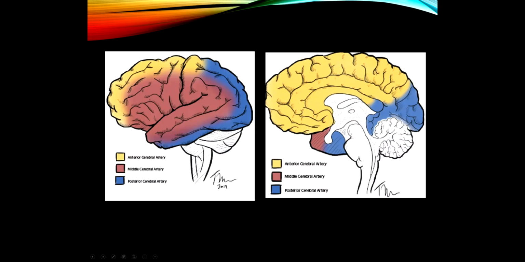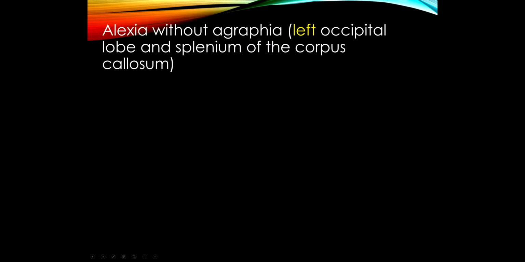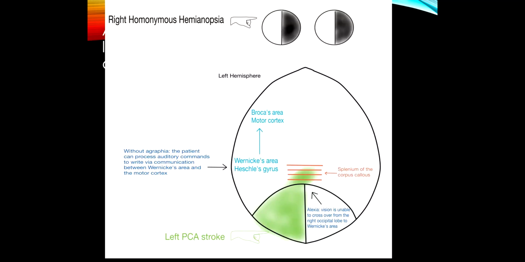All right, and here is the posterior cerebral artery vascular territory. On the medial section, you can see how much of the occipital lobe it supplies. So you need to be able to recognize a posterior cerebral artery stroke. So here's a left posterior cerebral artery stroke. And remember that that's the one where you can see this alexia without agraphia. And so very important you remember this.